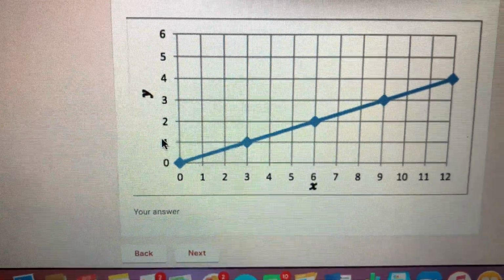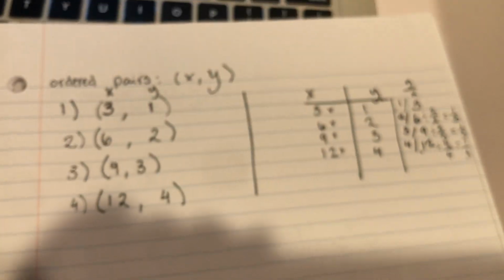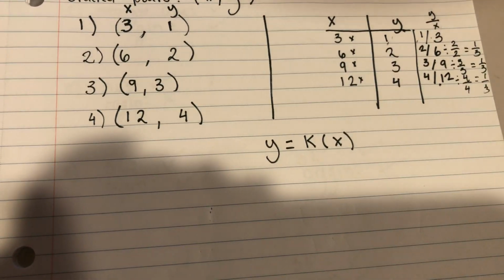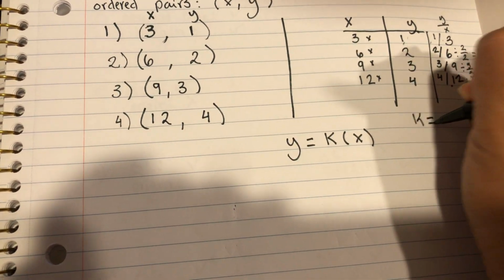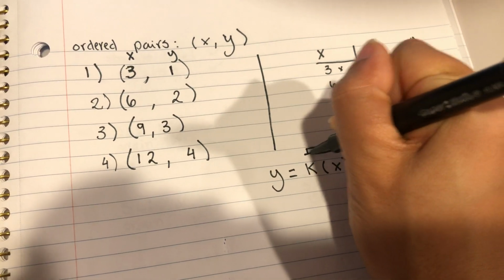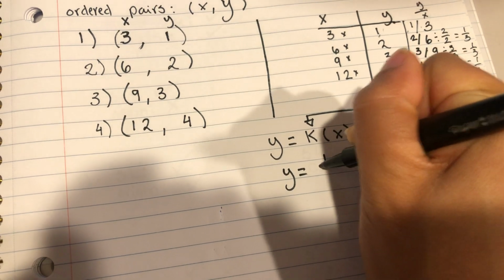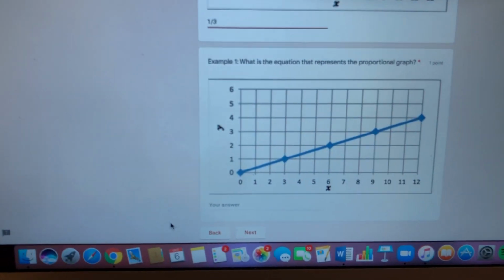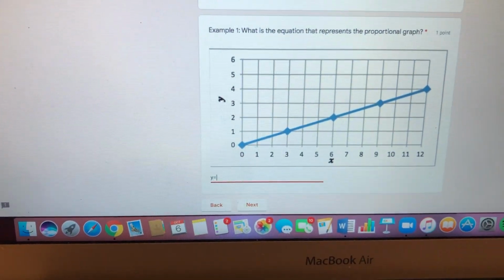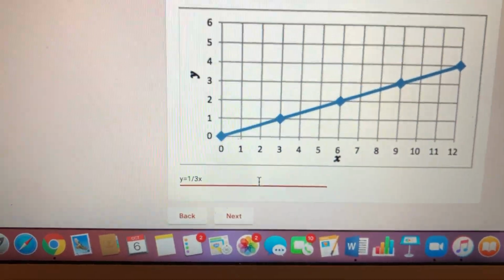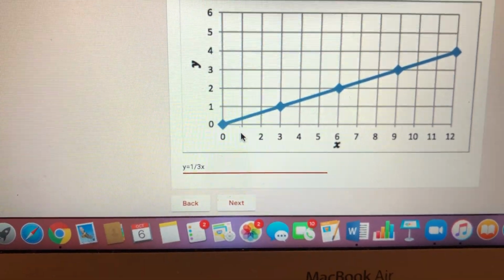Now, what is the equation that represents this graph? This is what we talked about again yesterday. My equation is always in the form of y equals k times x. And what I know now is that k equals 1/3, which means I'm going to substitute k into my equation. For this specific graph, it would be y equals 1/3 x. So for our equation, we're going to type y equals 1/3 x. And don't put any spaces in between, literally don't press the space button. Just leave it as y equals 1/3 x, just like this.